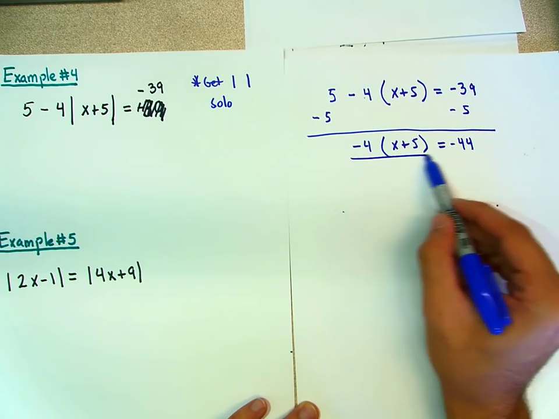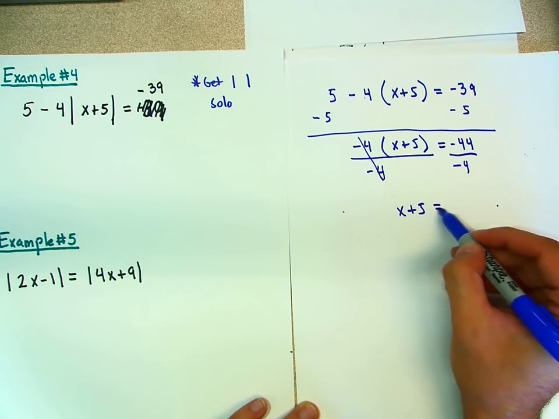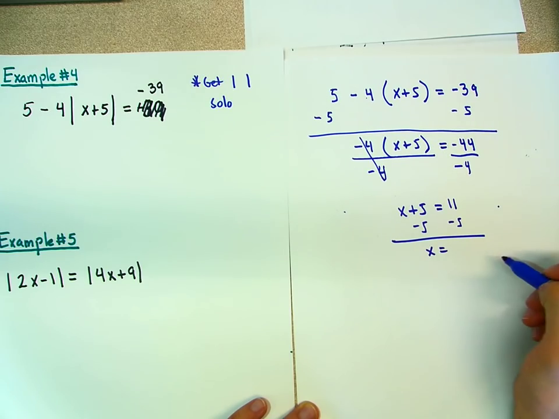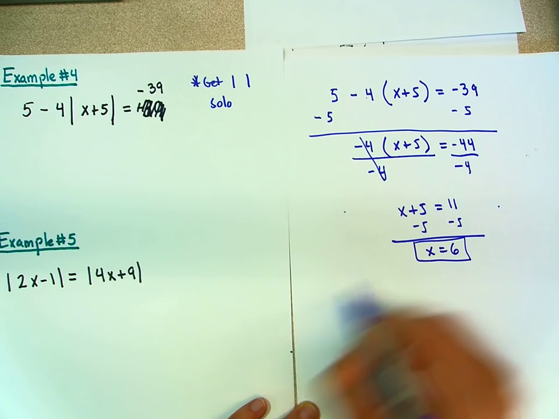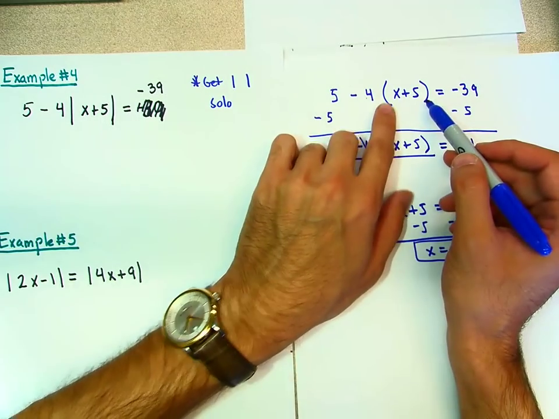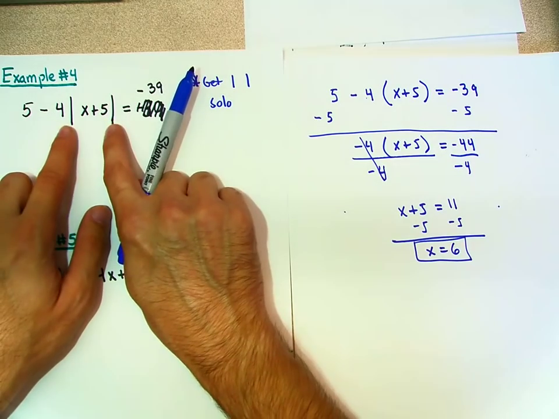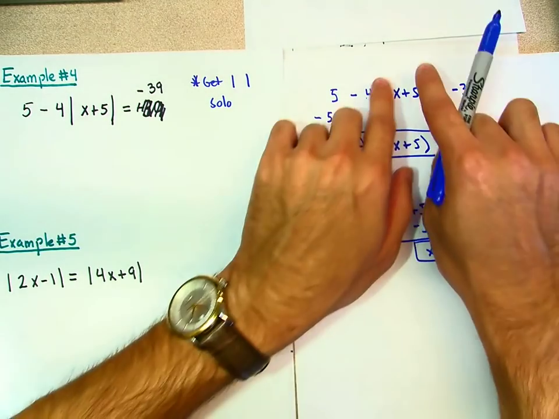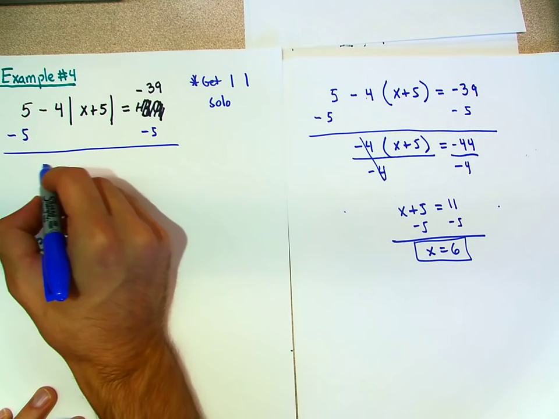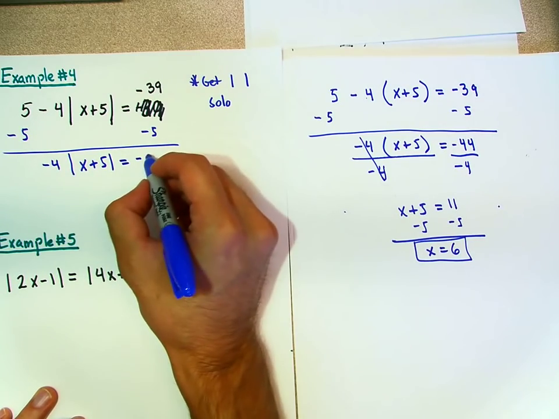And then what can I do? I could just divide by negative 4, and this cancels. Now I have x plus 5 equals 11, minus 5, x equals 6. And you would have gotten the same thing if you distributed. Well, here, when you solve this, try and think of the same thing. Get this absolute value solo, the same way as if it were parentheses, right? So minus 5. What do I get? Negative 4 times the absolute value of x plus 5 equals negative 44.